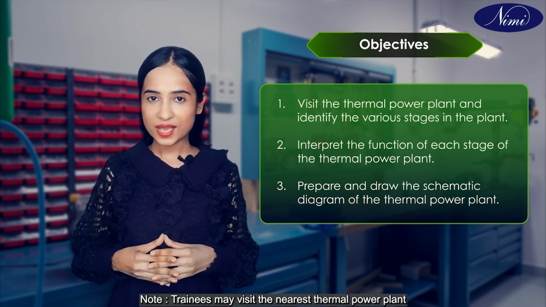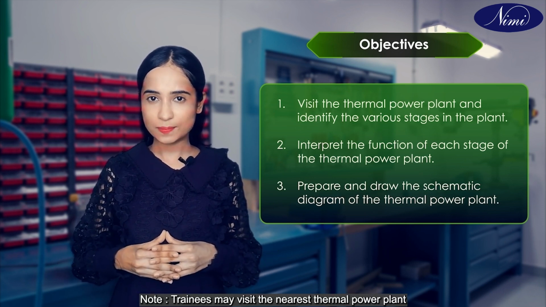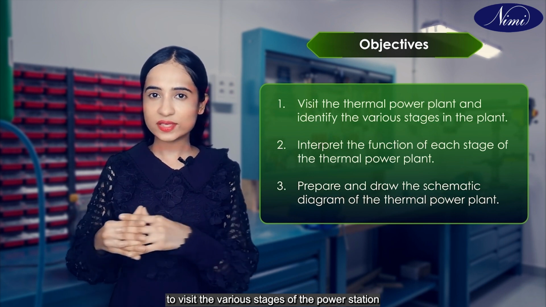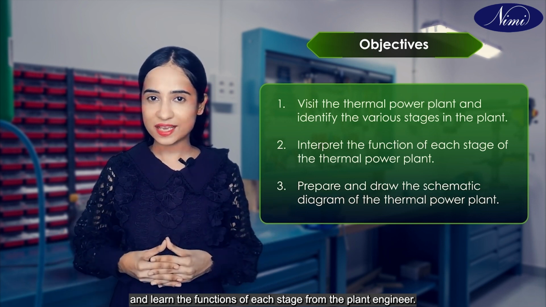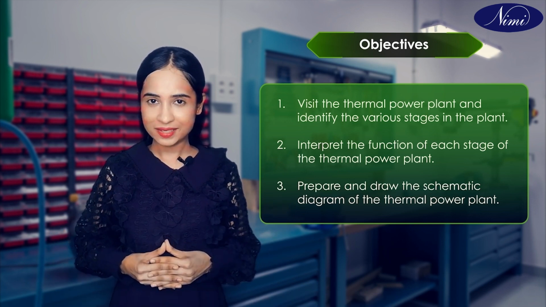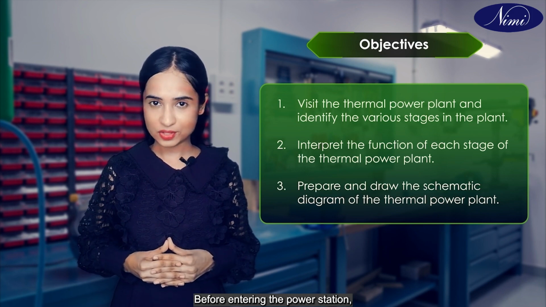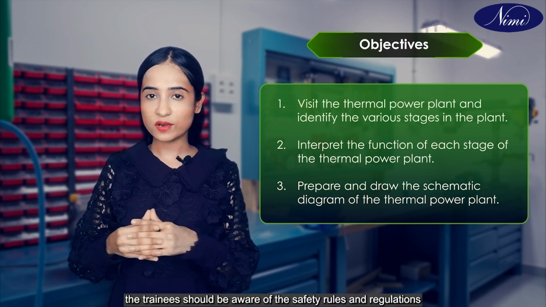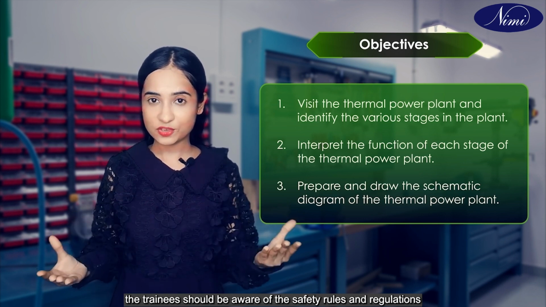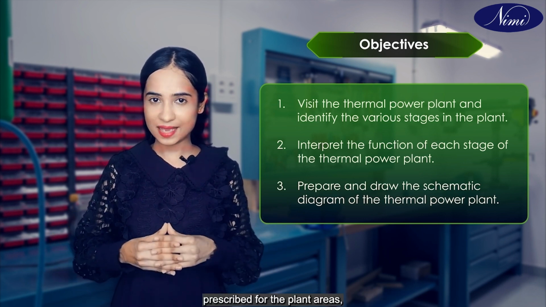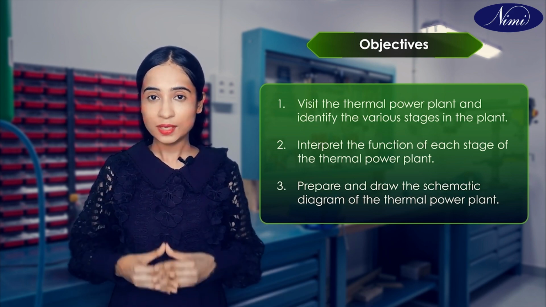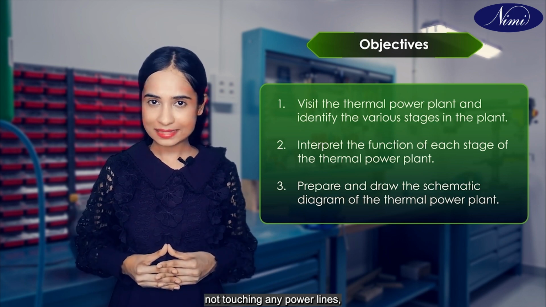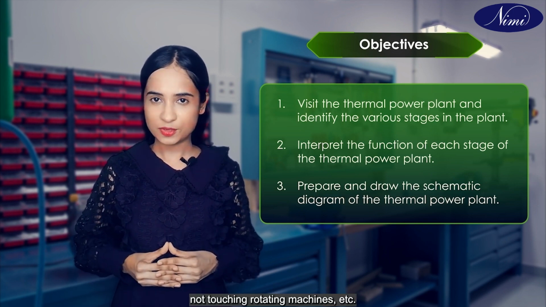Note: trainees may visit the nearest thermal power plant to visit the various stages of the power station and learn the functions of each stage from the plant engineer. Before entering the power station, the trainees should be aware of the safety rules and regulations prescribed for the plant areas, like wearing personal protective equipment, not touching any power lines, not touching rotating machines, etc.